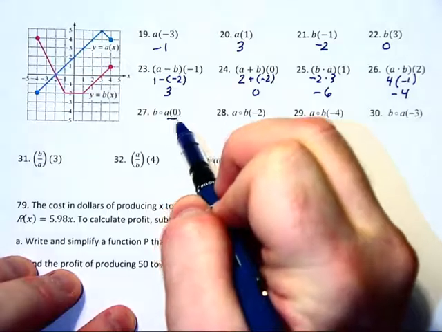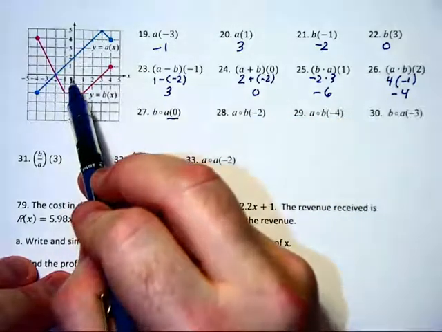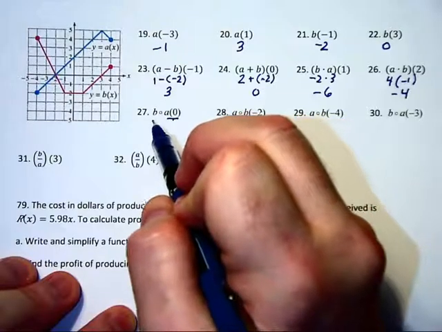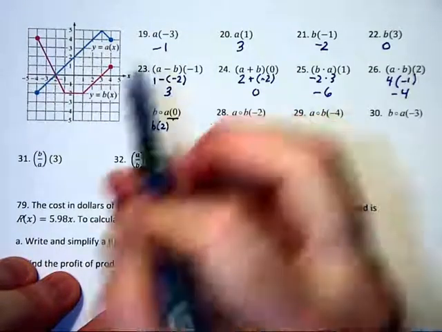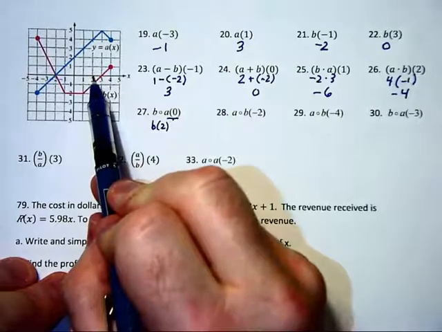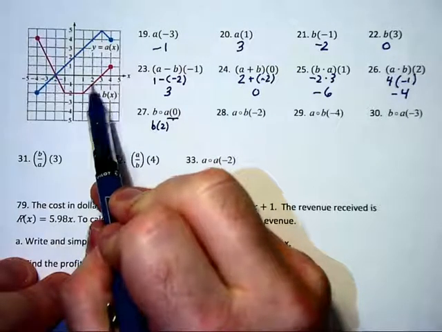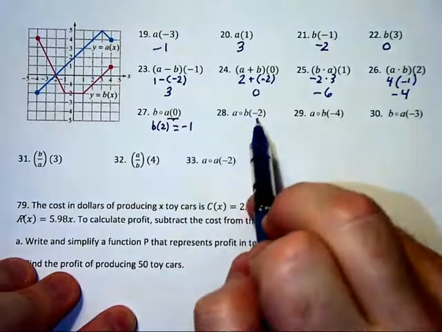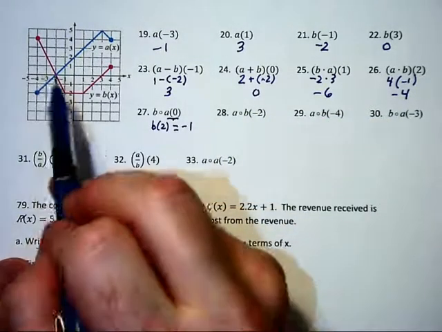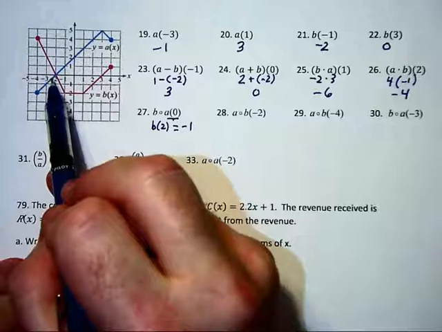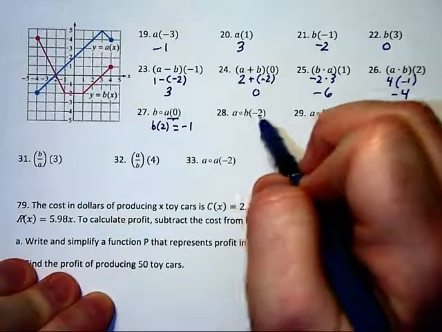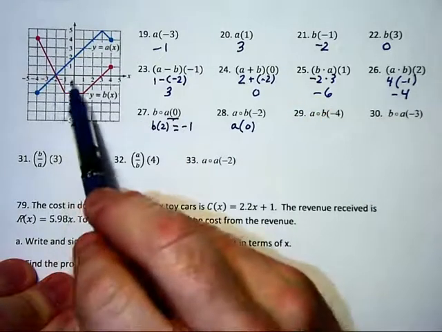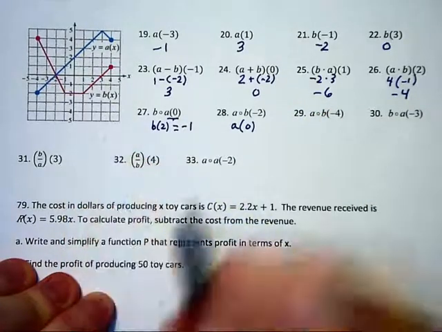A of 0. At 0, A is at a height of 2. So we have 2 now getting substituted into B. So B of 2, that says go to 2, down to the B graph, which is the red graph, and we have negative 1. B of negative 2, go over to negative 2. The height of both graphs is 0, so B of negative 2 is 0. So 0 gets substituted into A. A of 0 is up to a height of 2.